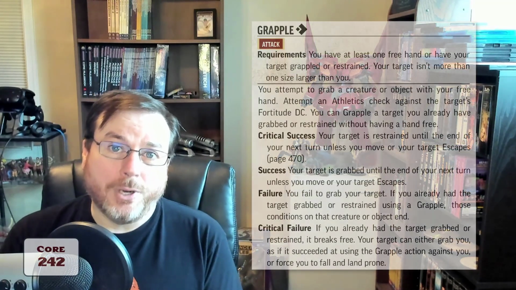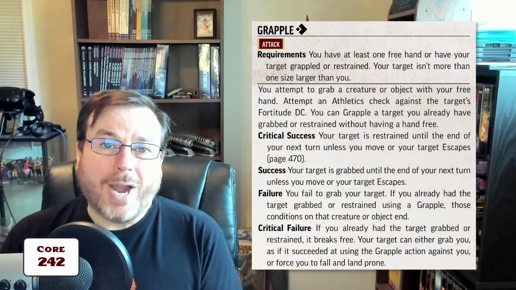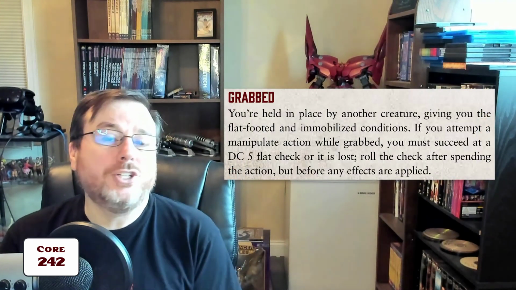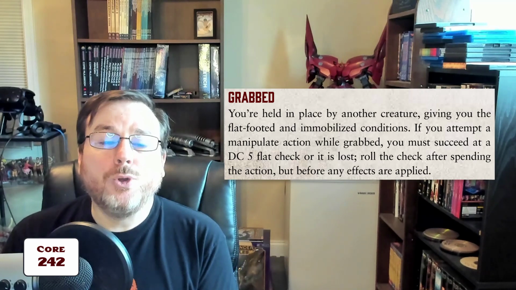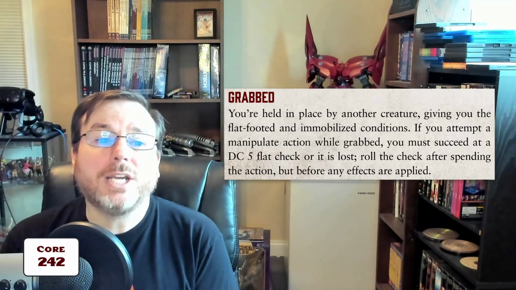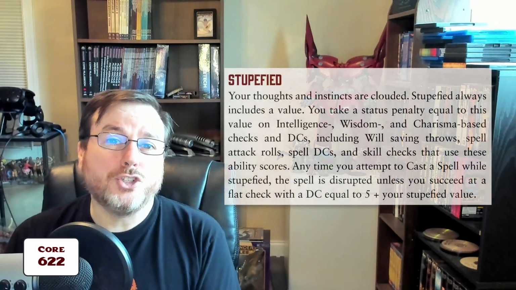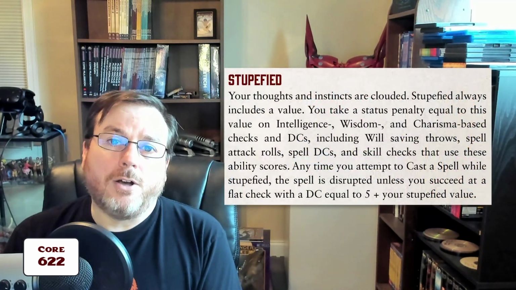Now, there are a couple of other ways that you could try to interrupt, or maybe not so much interrupt, but prevent the spell from being cast, and the first of those is to grab your enemy. If you use the grapple feature of the Athletics skill and you succeed, then you apply the grabbed condition to your enemy, and that would impose a DC 5 flat check any time that they want to cast a spell with a manipulate trait. And one more way that you might be able to prevent a spell from being cast is to apply the stupefied condition on that enemy.